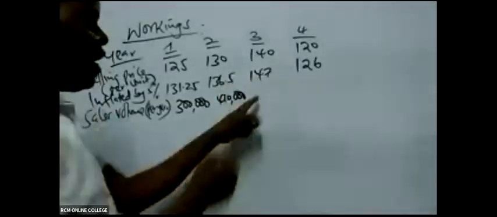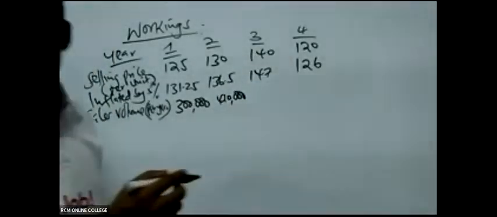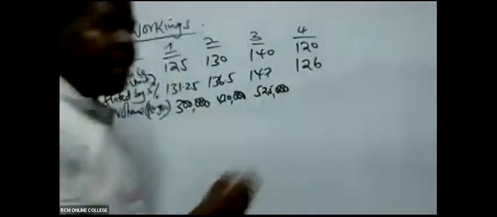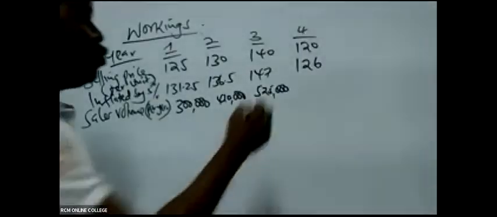410,000. Year 3, sales volume 525,000. And year 4, 520,220, so 220,000.